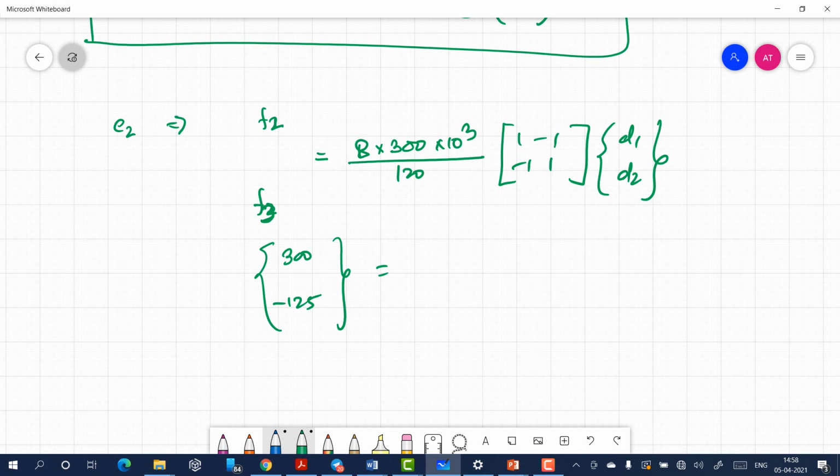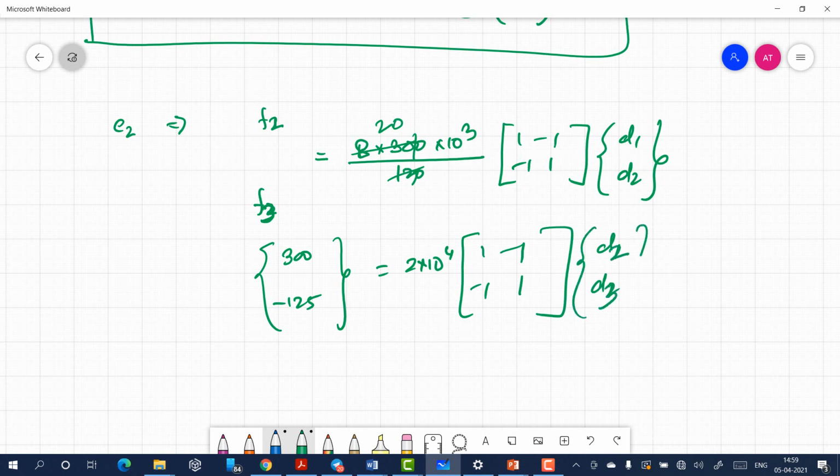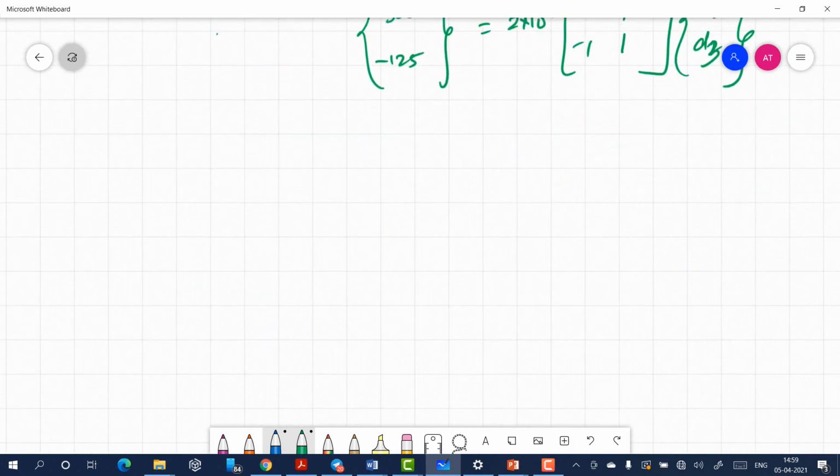So here it becomes what? So this becomes 240 divided by 12, so that becomes 20. So this becomes 2 into 10 to the power 4, [1 -1; -1 1], and d1 and d2 are, so this is actually d2 and d3, and that is for element number 2. Now let us do it for element number 3.